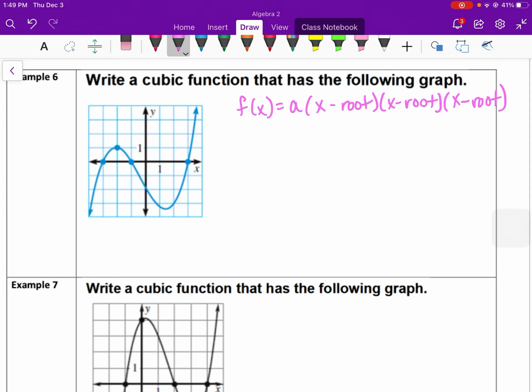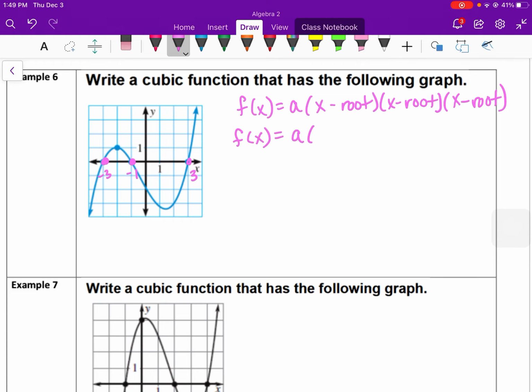Now, in a polynomial function, that could continue for as many roots as you have. Like if it was a 5th degree, you'd have 5 of them. Cubics have a degree of 3, so you have 3 roots. The roots are the x-intercepts, so identify them first. So we have x-intercepts of negative 3, negative 1, and positive 3. The first thing I'm going to do is plug that in.